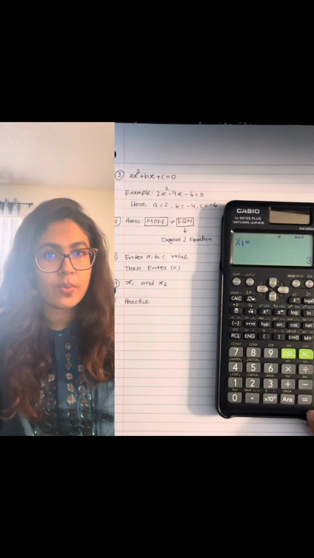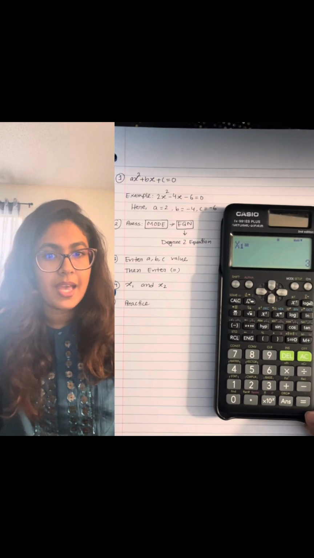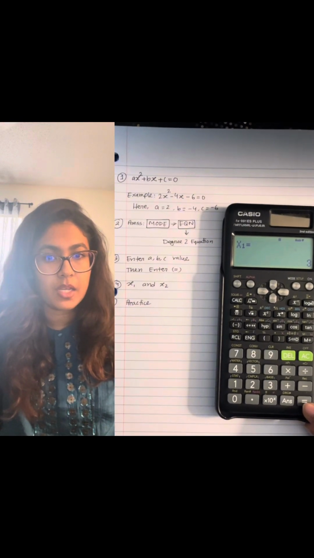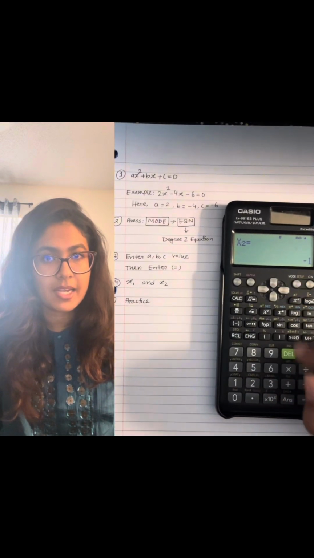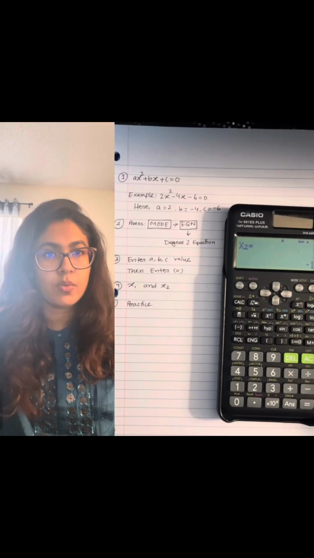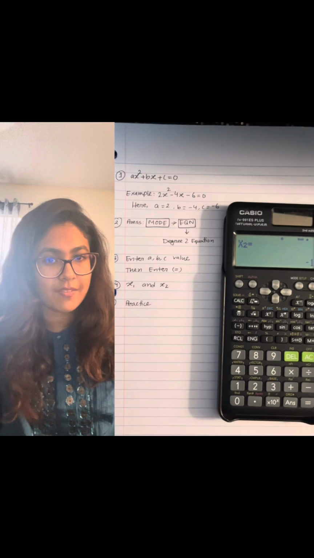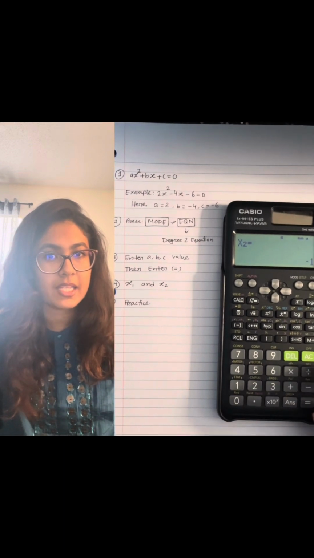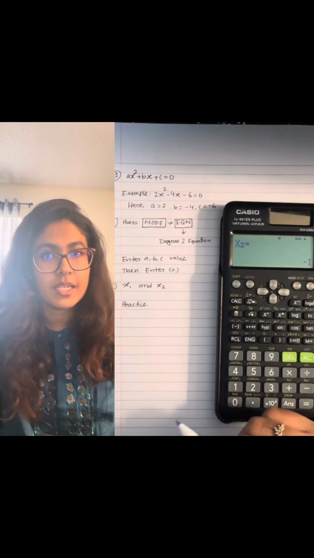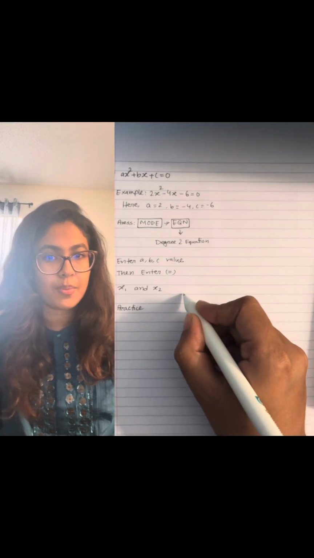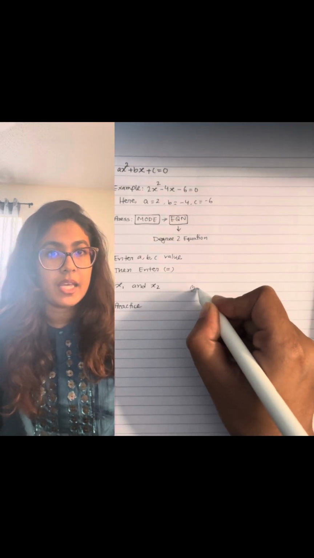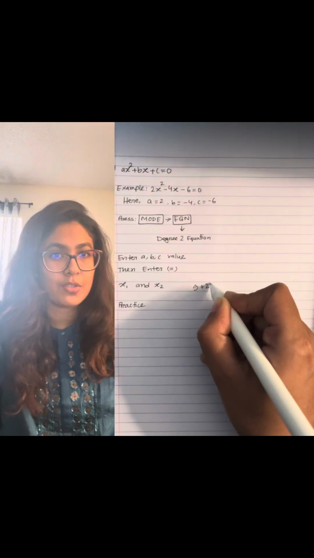Then step 4 will be to interpret the solutions. After inputting all the values, you are gonna press the equal sign, and then it will show you the answer, the solutions of the equation as x1 and x2. These solutions can be real or complex numbers. You will have to learn how to read both.